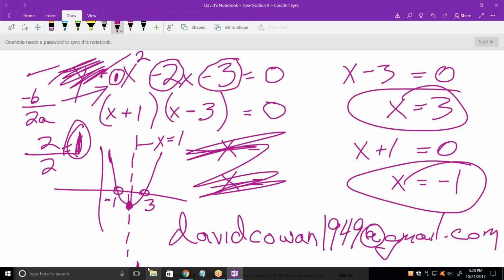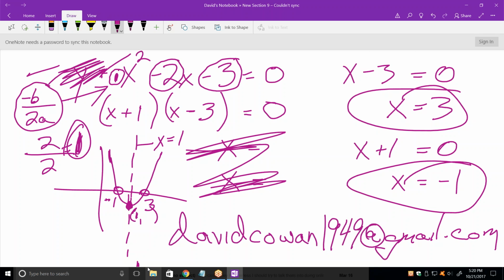Now, at some point, they're going to want to know the vertex. It's asking for the vertex right here. What we just solved for, minus b over 2a, is the x-coordinate only of the vertex. We don't know what the y-coordinate is. All we know is that the x-coordinate of that vertex is 1. The y-coordinate is going to be whatever you get when you substitute 1 for x.